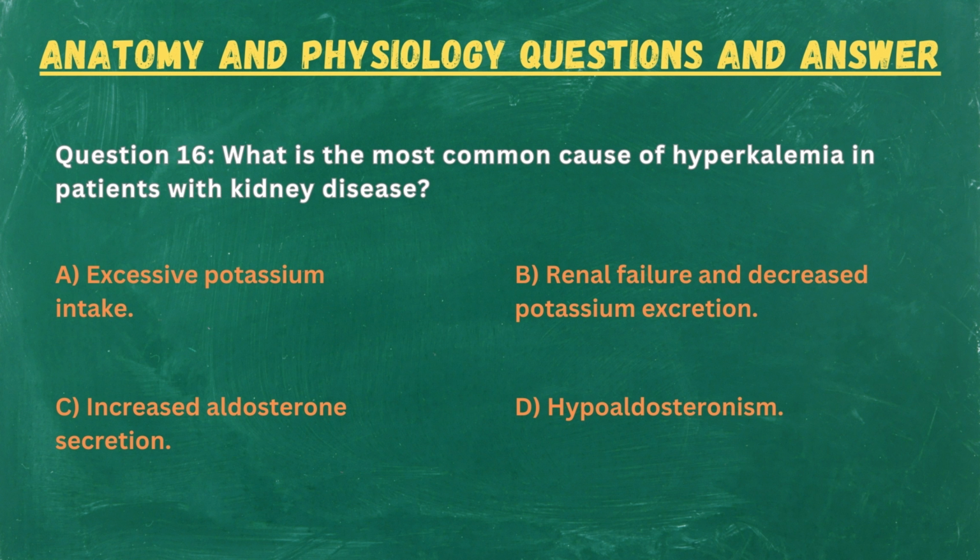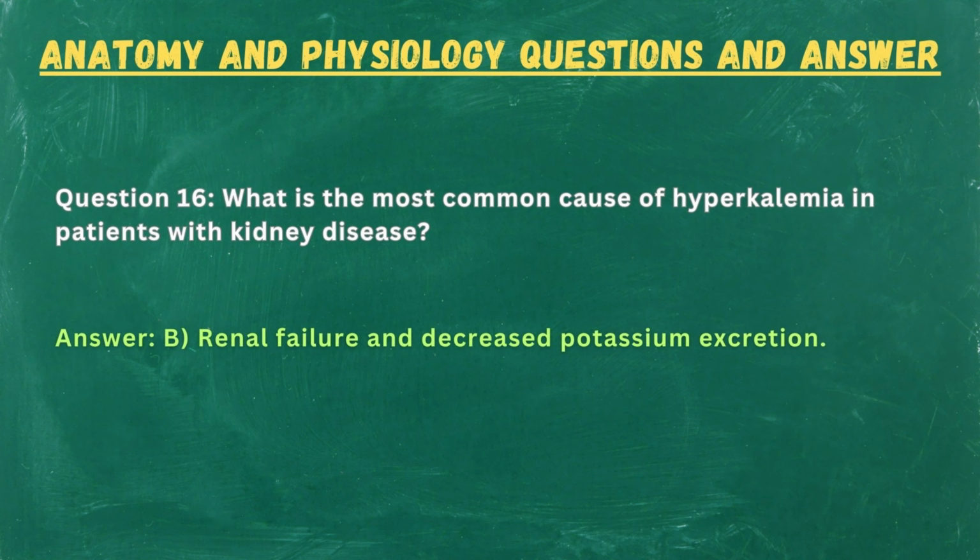Question 16. What is the most common cause of hyperkalemia in patients with kidney disease? A. Excessive potassium intake. B. Renal failure and decreased potassium excretion. C. Increased aldosterone secretion. D. Hypoaldosteronism. Answer: B. Renal failure and decreased potassium excretion.